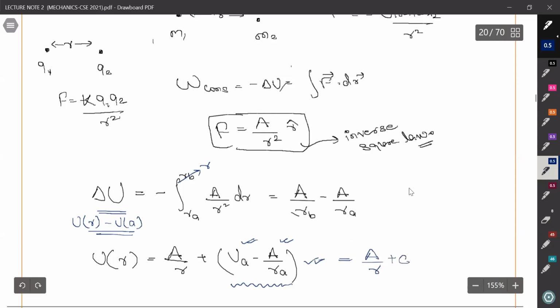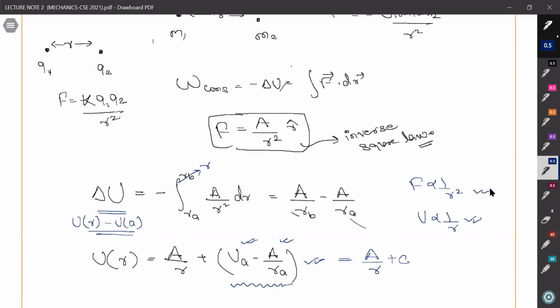We can write that if force varies as 1 upon r square, then the potential will vary as 1 by r. We can see it from this relation also. And this is where the conservative laws play a very important role.